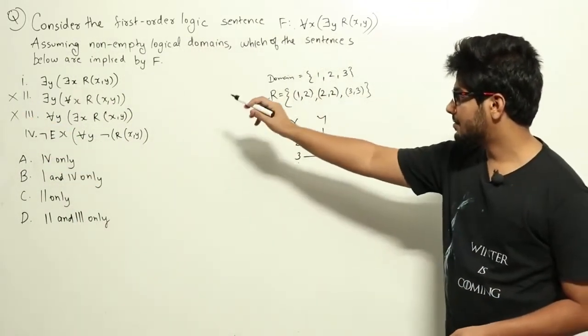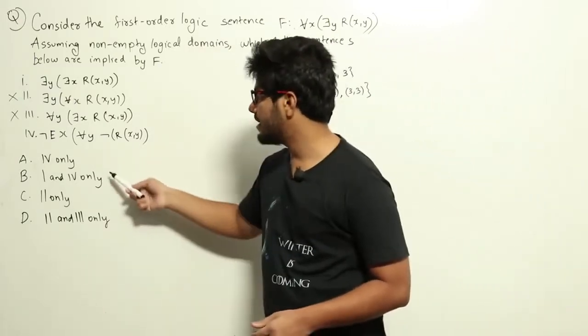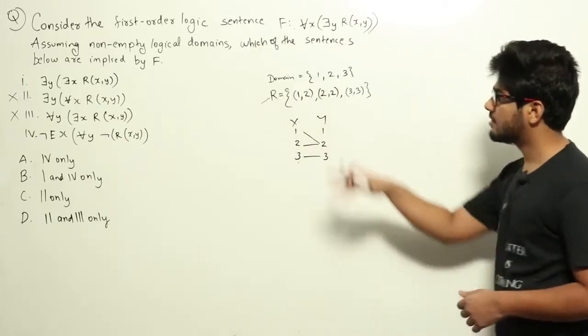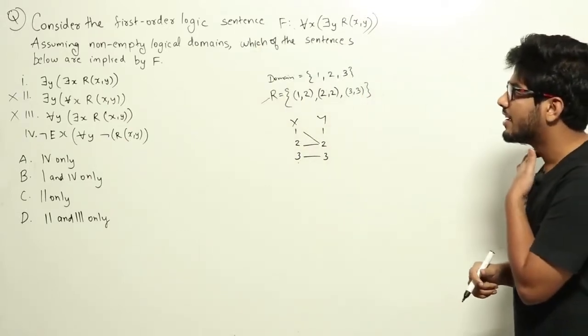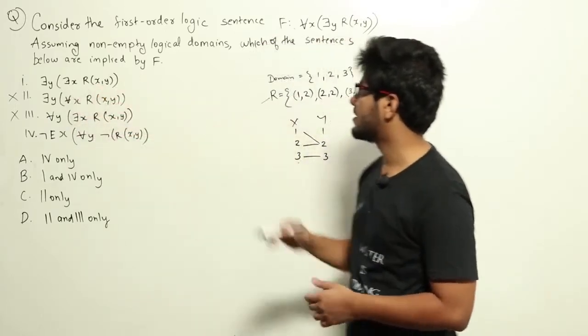Now options 2 and 3 are false, so options C and D are eliminated. Only A or B should be correct. Now let's look at statement 1. It is saying that there exists Y, there exists X, such that X is related to Y.